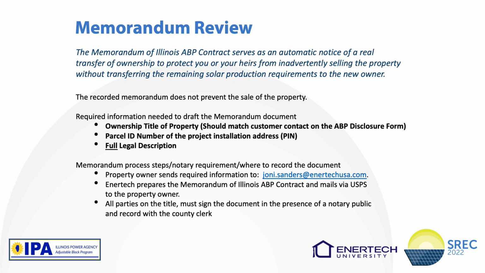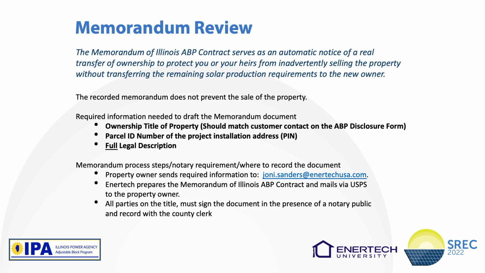The Memorandum of Illinois ABP contract serves as an automatic notice of a real transfer of ownership to protect you or your heirs from inadvertently selling the property without transferring the remaining solar production requirements to the new owner. This recorded memorandum does not prevent the sale of the property. The required information needed to draft the memorandum document is the ownership title of the property, which should match the customer contact on the ABP disclosure form, the parcel ID number of the project installation address, also known as the property PIN, and the full legal description of the project.